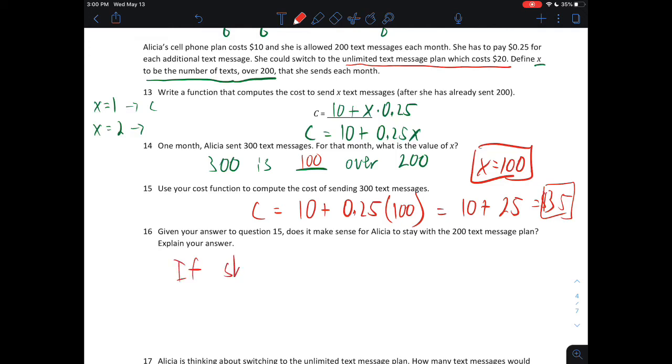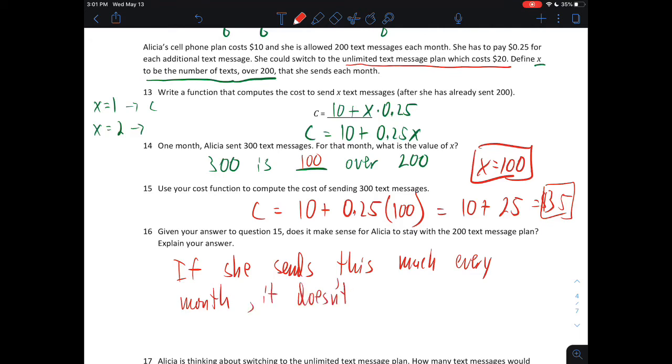So if she sends this much every month, it doesn't make sense. And I'm pretty sure that we're all familiar with this. Not only with texts, it could also go with internet usage or cable TV or anything where you've got a certain amount of costs, and then after a while you go, I wonder if it makes sense if I change my plan. This is the idea behind that.